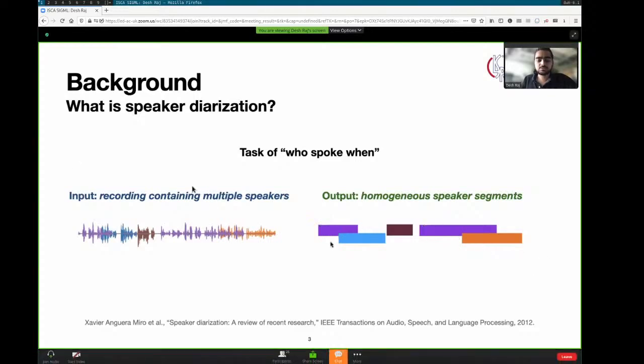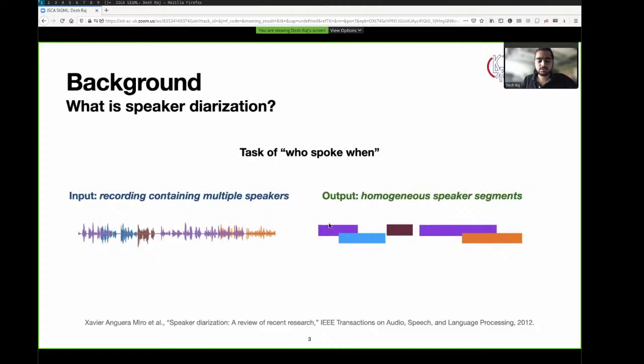An important thing to note here is that these segments are relative. So the segment labels are relative, they're not absolute. Which means that you do not have information about the absolute identities of the speaker, and you only know, okay, these segments belong to the same speaker, but you do not know, for example, which speaker these segments belong to in the whole universe of speakers. So that's the difference between this and something maybe like speaker tracking or so on.